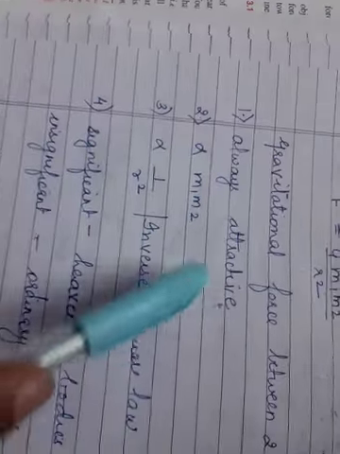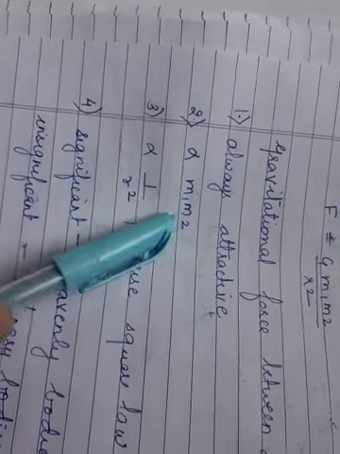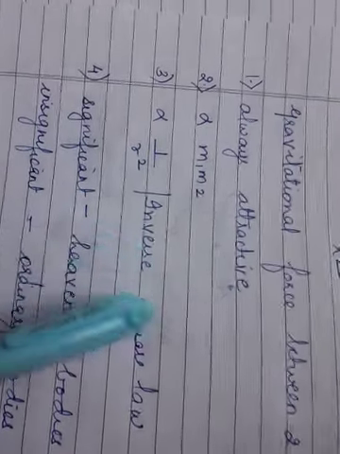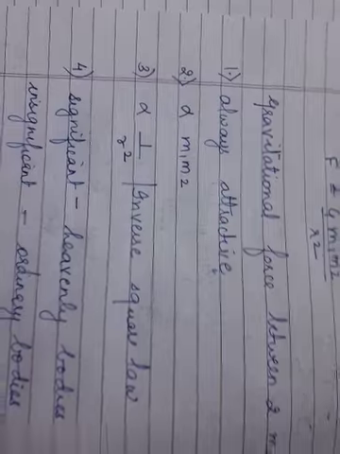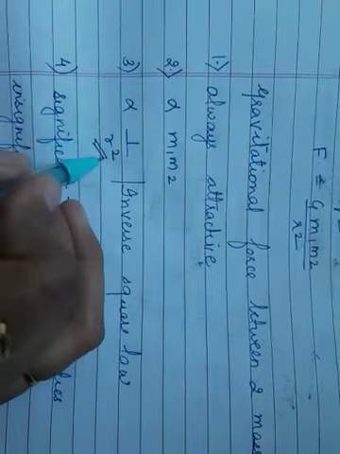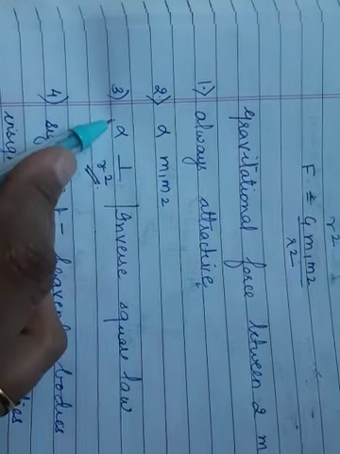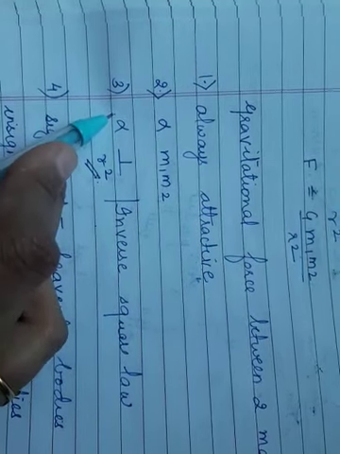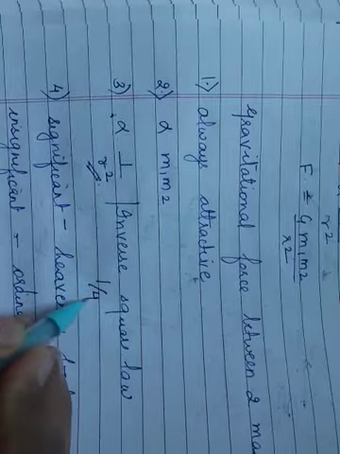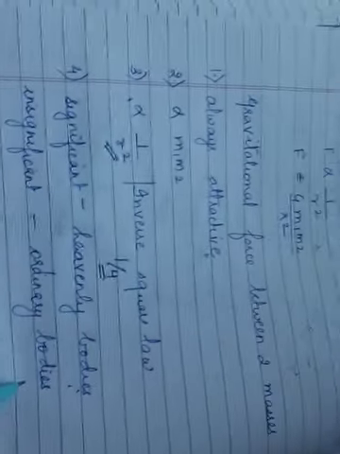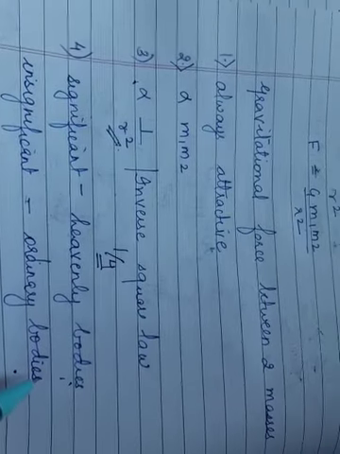It is directly proportional to the product of the two masses and inversely proportional to the square of distance. Therefore we can say it obeys the inverse square law. Inverse square law means if you double the distance, the force of attraction is reduced to 1/4. And the last point is that it is significant for heavenly bodies and insignificant for ordinary bodies. So this is all about the gravitational force.